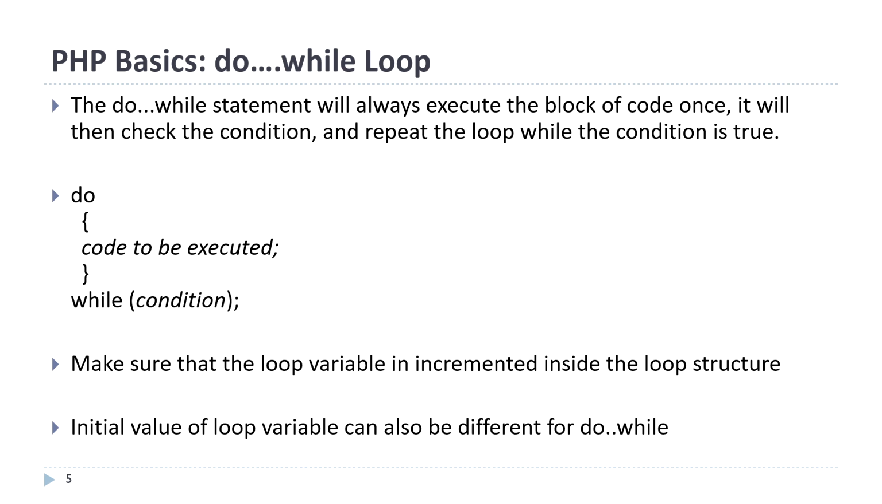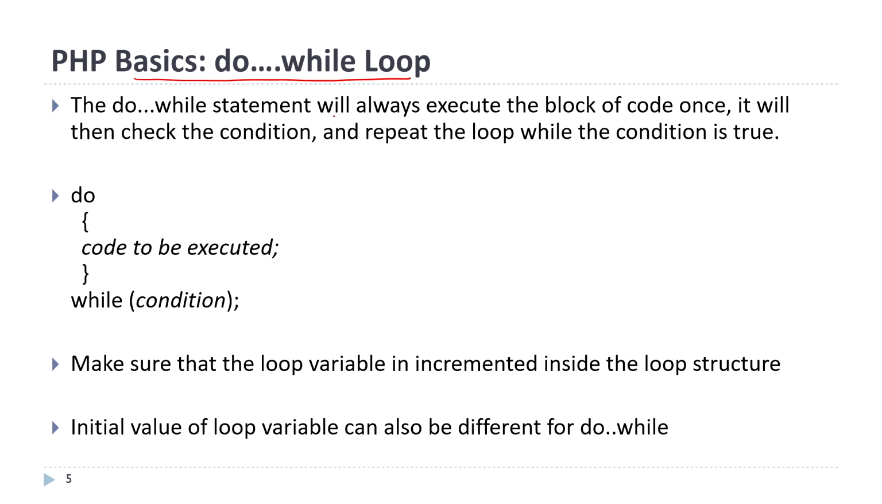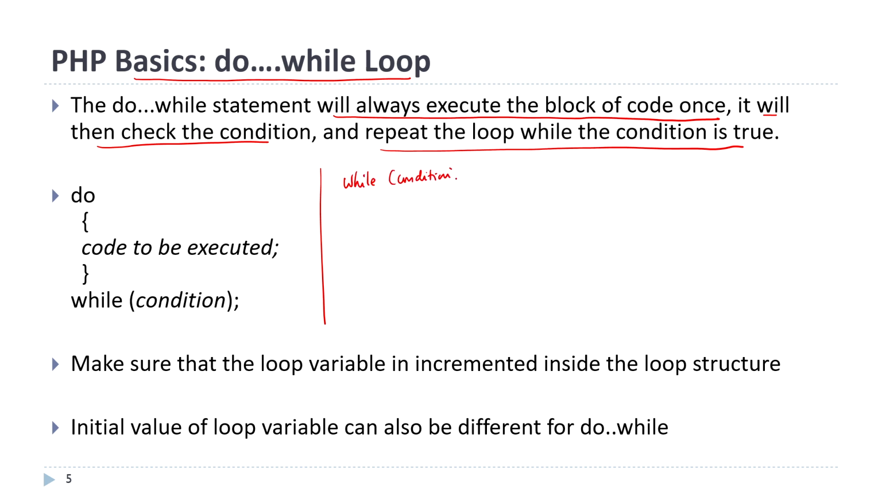Now, let us see how it differs from the do while loop. What we have seen so far is the while loop, where the condition comes first and then the block of code. The major difference with the do while loop is that it will always execute the block of code once, whatever the condition. After executing the code, it will check the condition and repeat the loop while the condition is true. In contrast, the while statement has the condition first, and then your block of code, so the while will only execute the block of code if the condition is true.